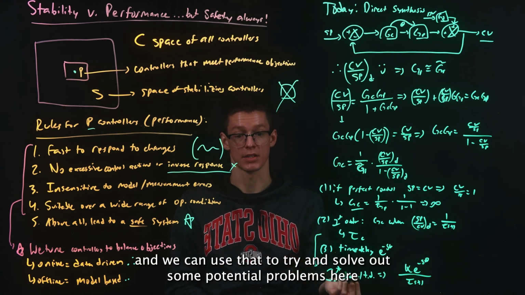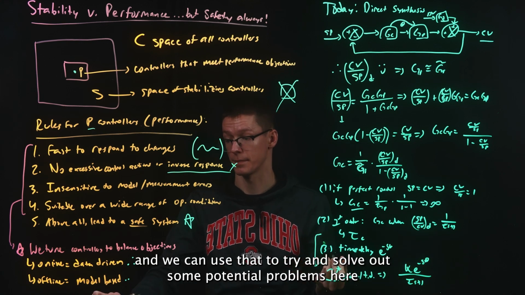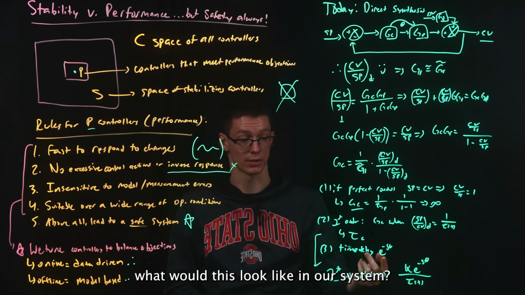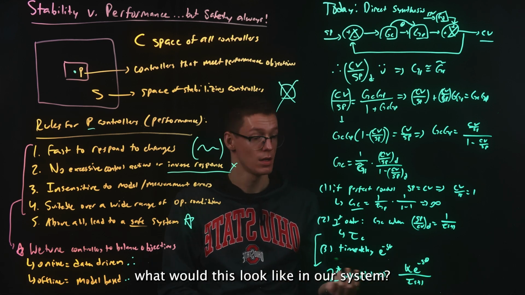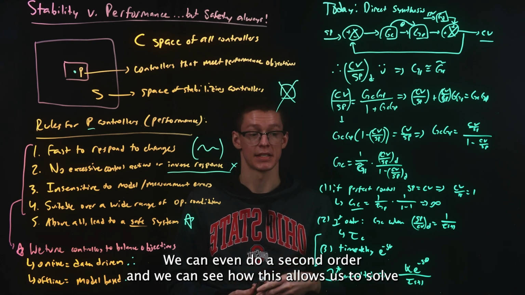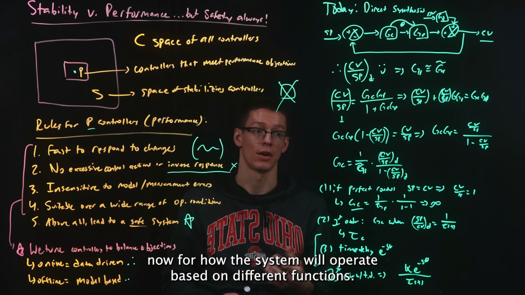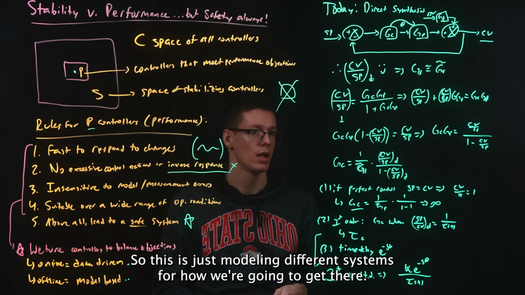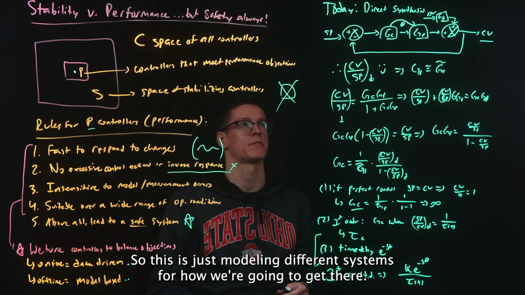And we can use that to try and solve out some potential problems here, where this would allow us to generate potentially what would this look like in our system. So we can try that. We can even do a second order, and we can see how this allows us to solve now for how the system will operate based on different functions. So this is just modeling different systems for how we're going to get there.